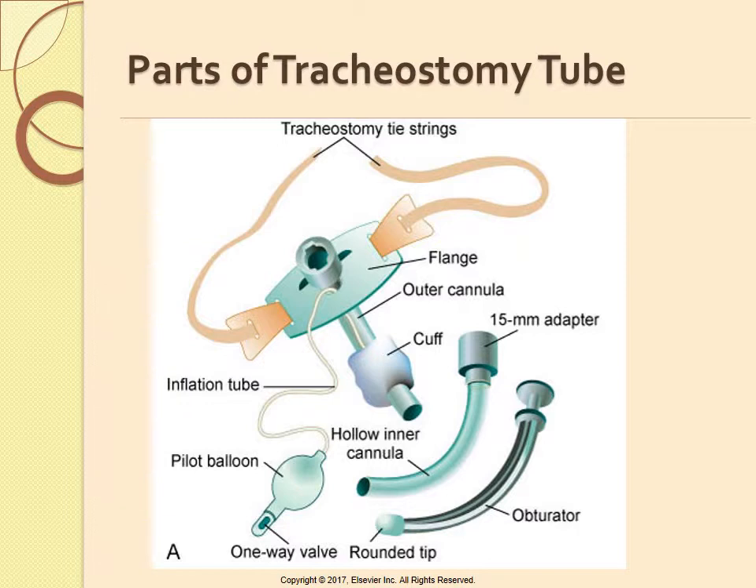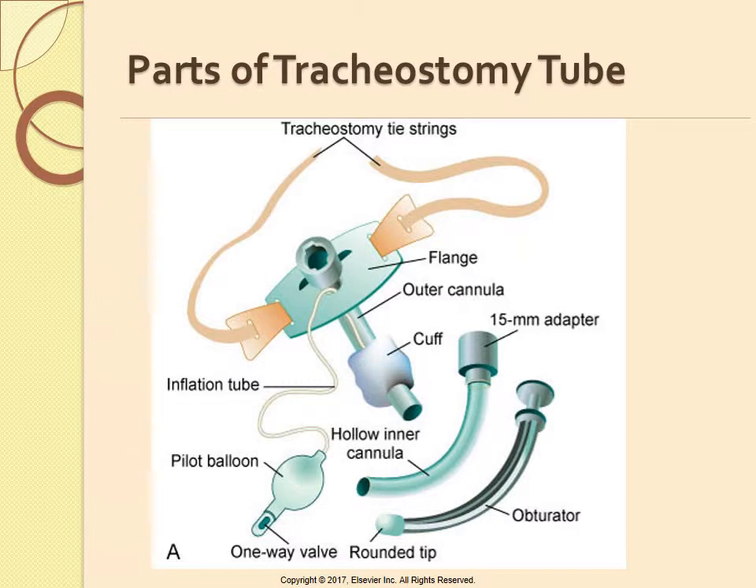After insertion, it's immediately removed so that air can flow through the tube. You want to keep the obturator at the bedside in case of accidental decannulation. Tracheostomy tubes have an outer cannula, which keeps the airway patent, and an inner cannula, which can be disposable or non-disposable and removed for cleaning.